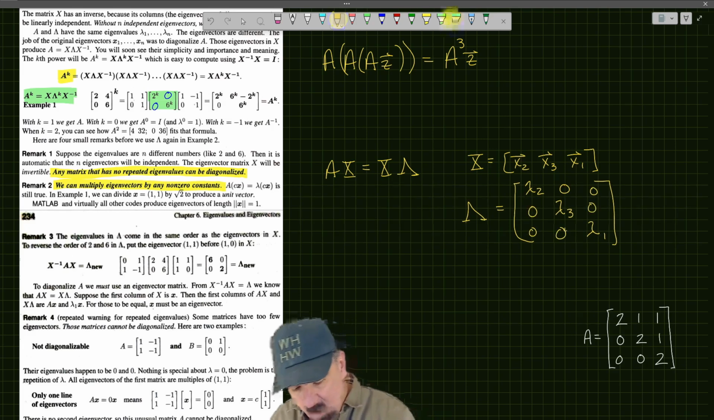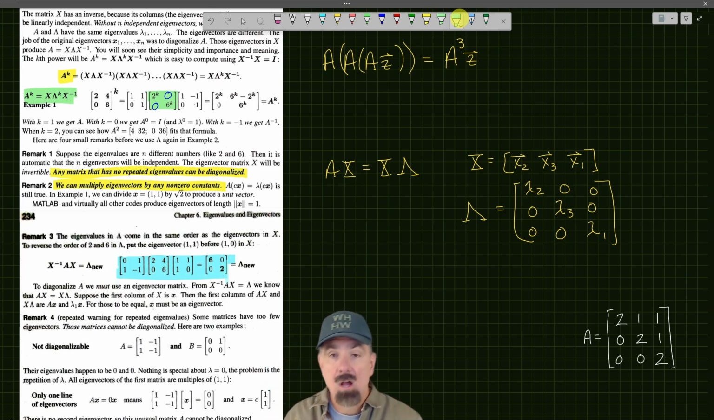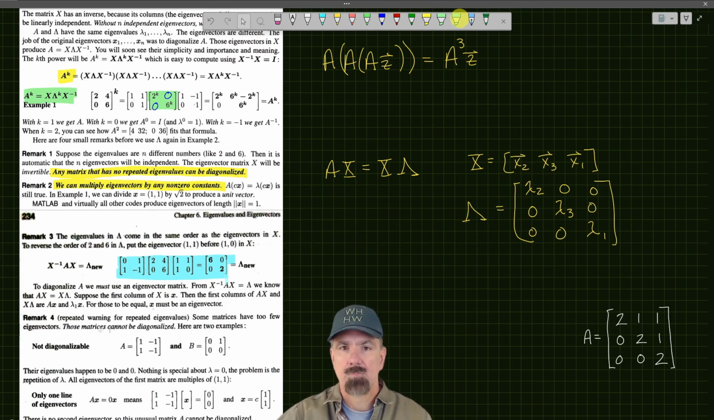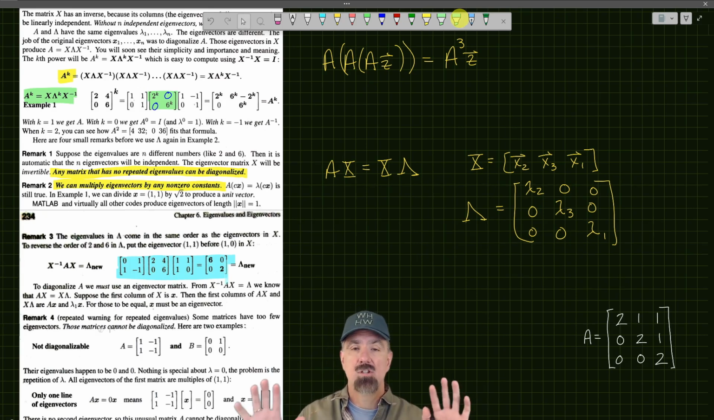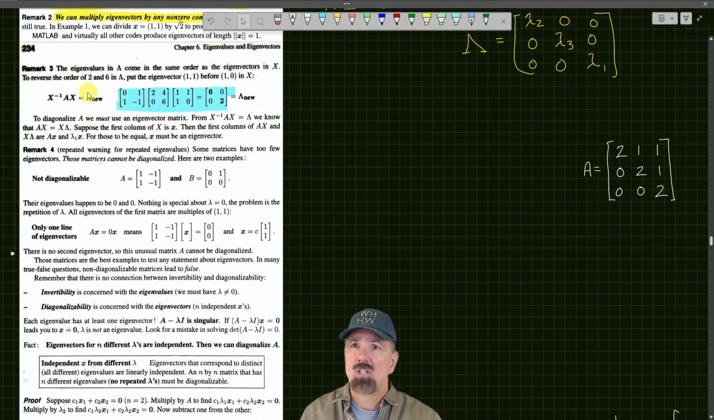So what he does is he walks through and he shows us, hey, if I reverse the eigenvectors in the previous example, I end up with a different diagonalization of A. So you can compare the two cyan highlights that I have there. It's the same matrix. He's just changed the order of the eigenvectors to make this point that he's generating in remark 3.